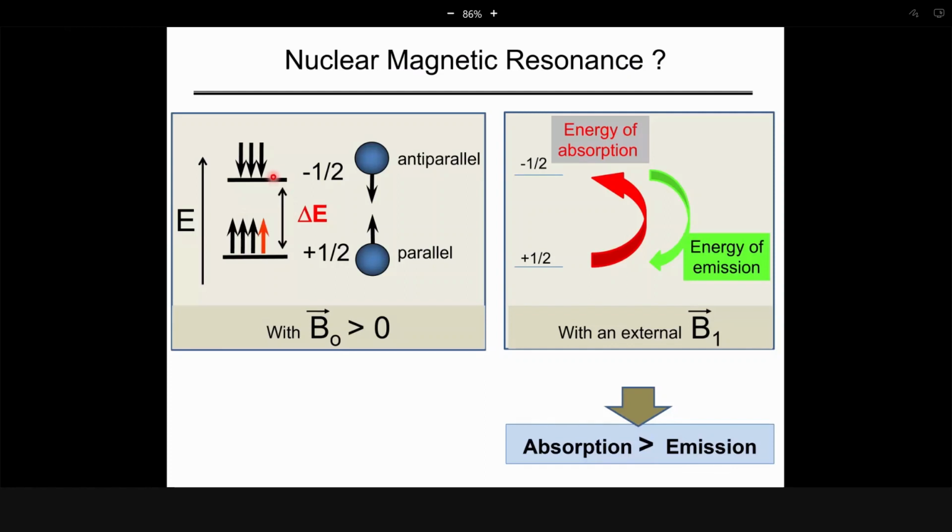And the absorption is a little bit higher than the emission. Remember, when you go down from the upper level of energy to the lower, you lose energy, but when you want to go up, you need to absorb energy. So that's why we say that NMR is an absorption technique, spectroscopy.